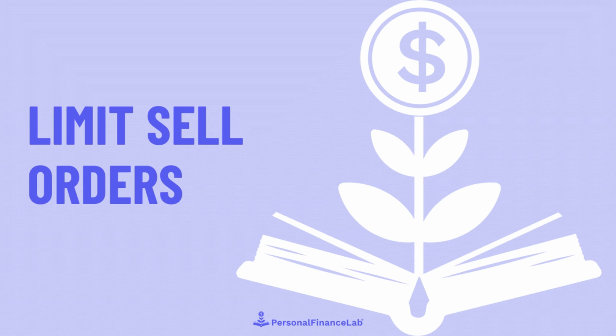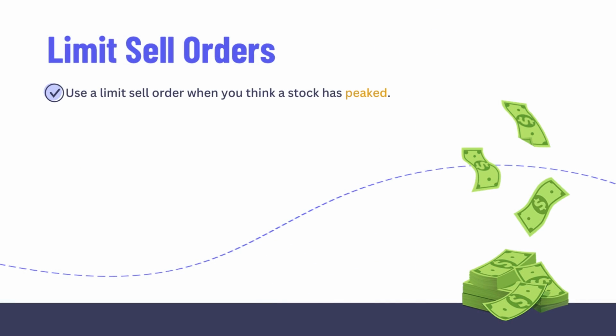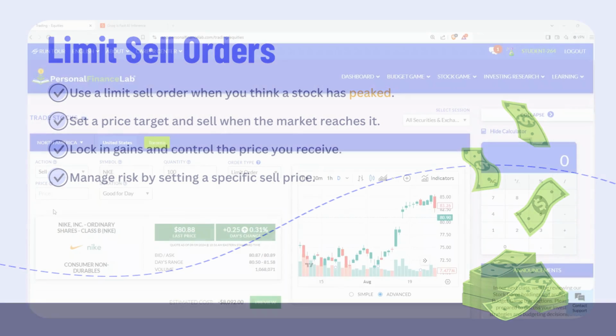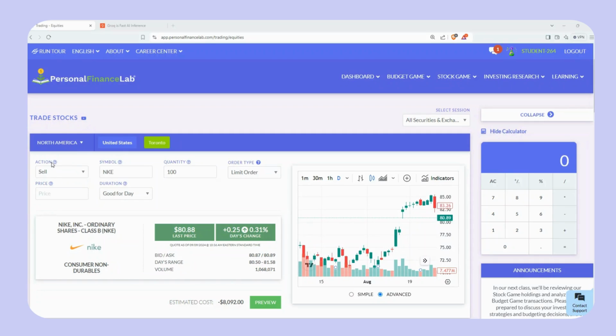When you think a stock has almost reached its peak, you can use a limit sell order to sell it as soon as the market price rises up to your price target, thus locking in your gains, giving you control over the price you receive and helping you manage risk. To do this, set your limit price at your price target and fill out the rest of the order as we covered in the previous example.